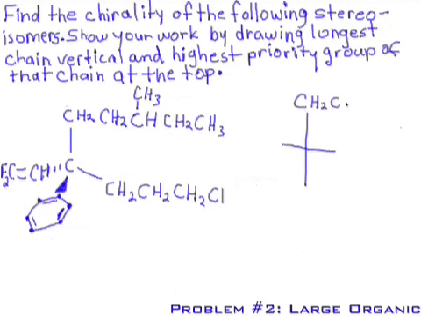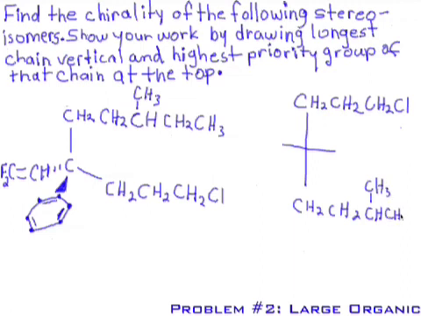I get CH2, CH2, CH2, Cl. Okay. Now, if I have the other group at the bottom, that's a CH2, CH2, CH, CH3, and then there's a CH2 and the CH3.